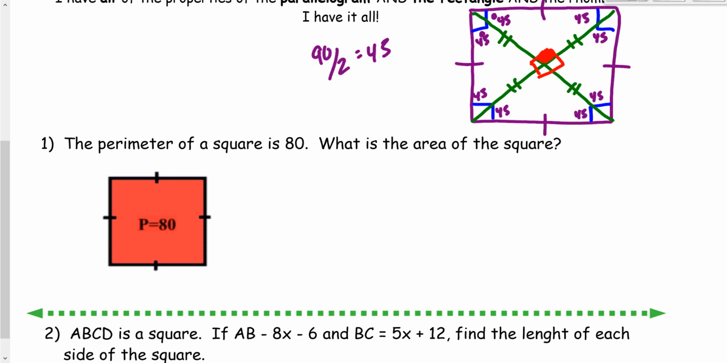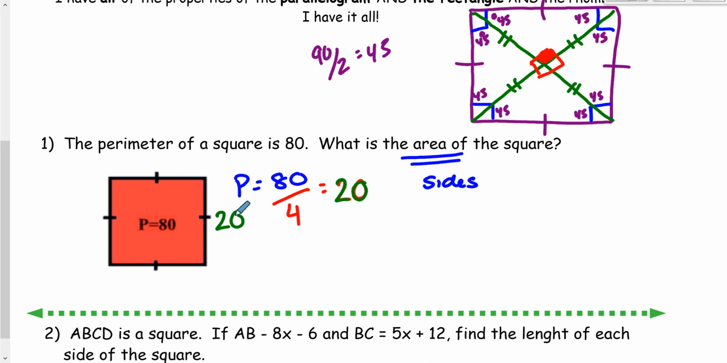If you know that the perimeter of the square is 80, then what is the area? Well, what do you need in order to find the area? You need your sides. How does the perimeter help you get the side? Well, if there's 4 sides, 80 divided by 4 is 20, which means each side had to have been 20. So then how do you find the area?